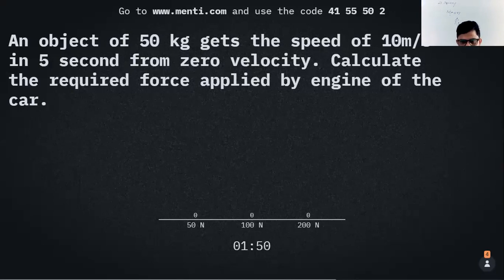Four answers I have got. 105 seconds left. An object of 50 kg, speed 10 meter per second in 5 seconds from zero velocity, means initially it was at zero or at rest. Calculate the required force applied by the engine of the car. Last 80 seconds.